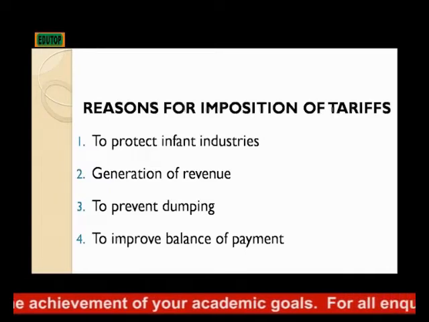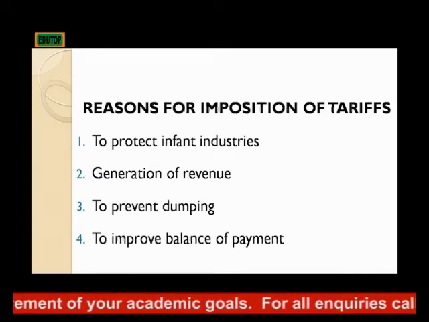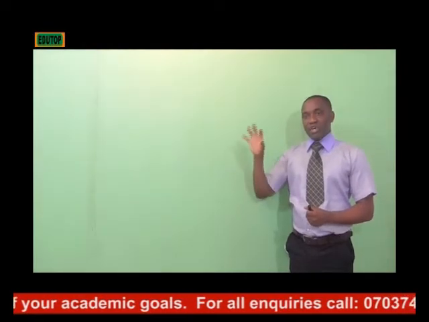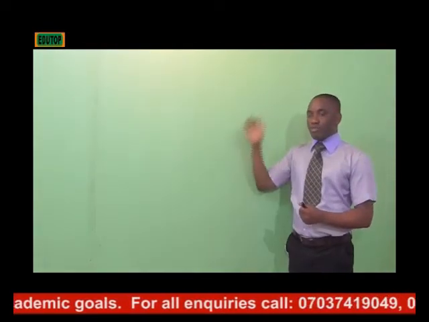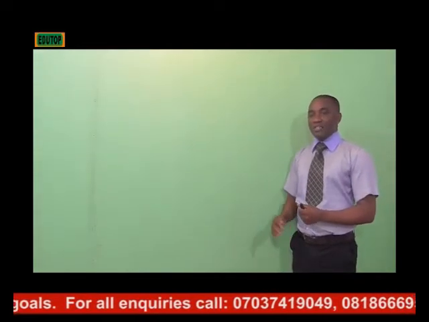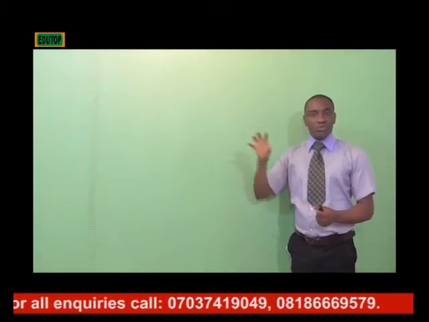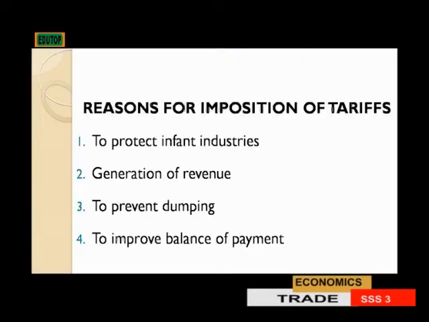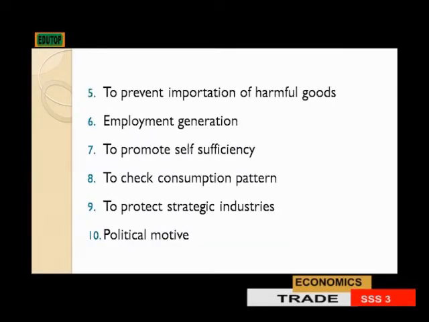Three, to prevent dumping by placing a higher amount of money as tariffs on the goods and services that are harmful to the economy, so that it will discourage the importation of such products into the particular country. Four, to improve the balance of payments, to make the balance of payments somehow high, and also to prevent the importation of harmful goods, just as discussed earlier.